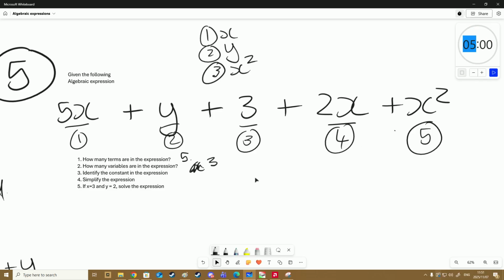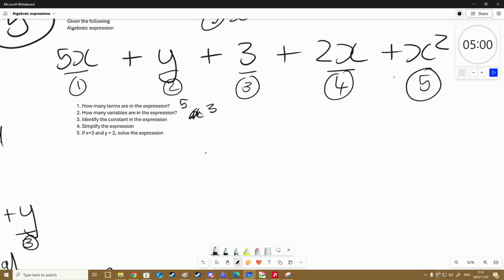Alright, so at number 3, I wanted you to identify the constant. Number 3 here has no variable at the end of it, so the constant in the expression is 3.